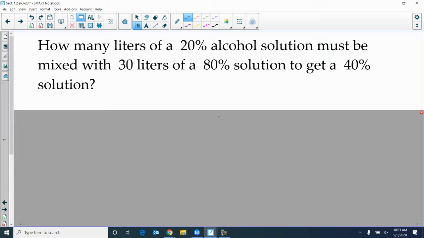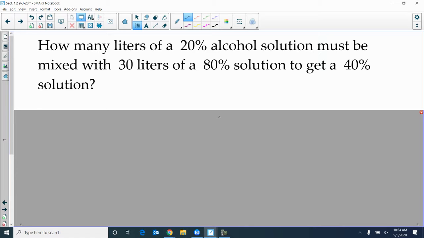How many liters of a 20% alcohol solution must be mixed with 30 liters of an 80% solution to get a 40% solution? So we got a 20 plus an 80, we need a 40%. Basically, you want to figure out how much pure alcohol is in each one. It's really percent times amount plus percent times amount of the two that are being added together, and then here's your mixture. That'll be the final percent times the amount.